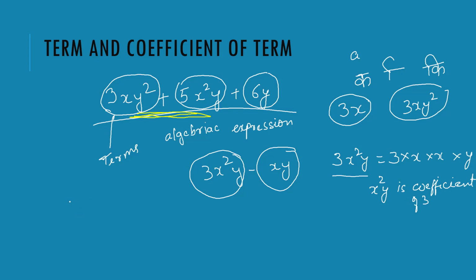Okay, p square q r square. Can you please tell me the coefficient of p in this term? Only p, not p square. So if I break it down, it would be p into p into q into r into r.